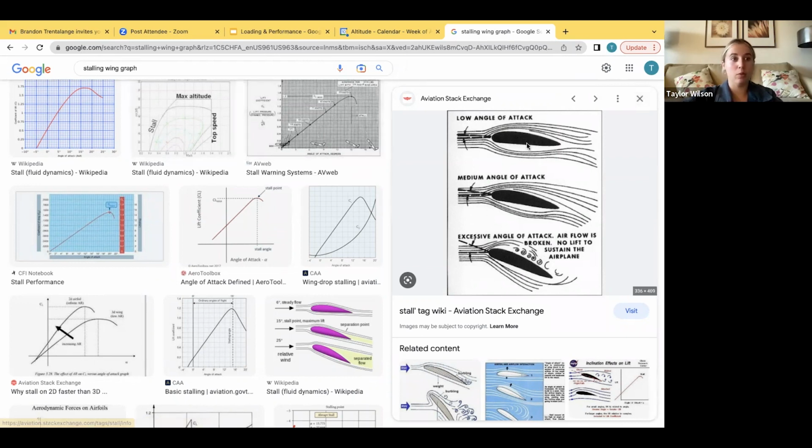So over here we have a wing. And what this is depicting is the air and what it's doing when a wing stalls. A few other terms that we need to know, one of them is the angle of attack.